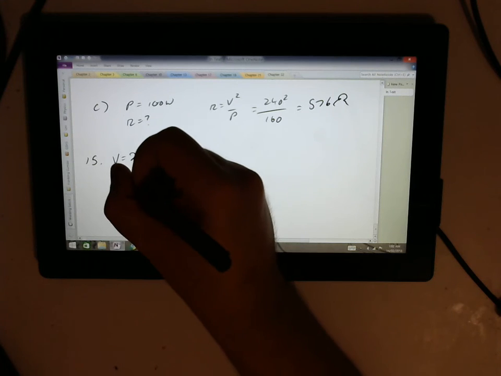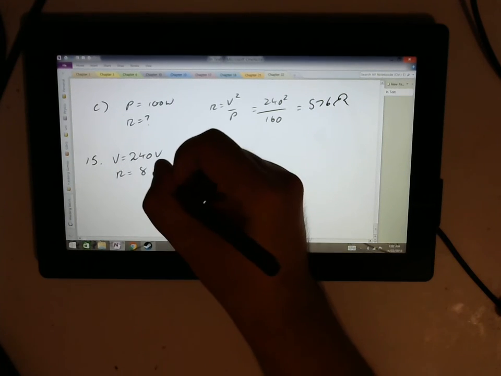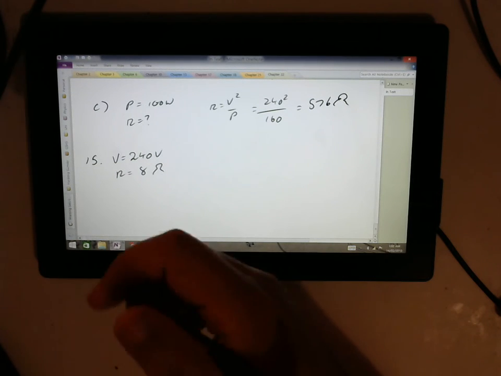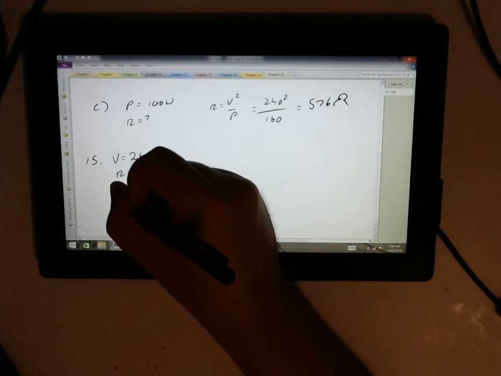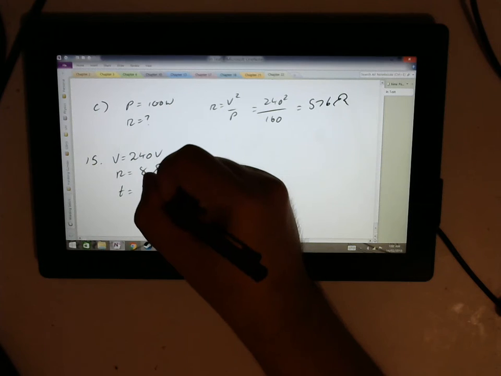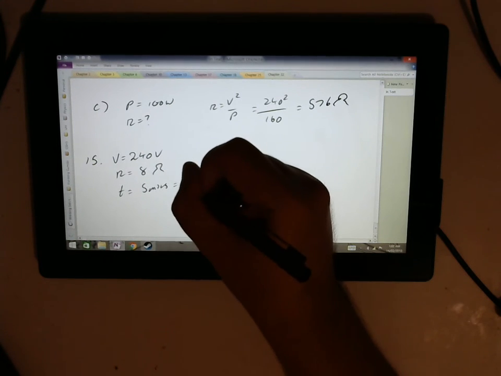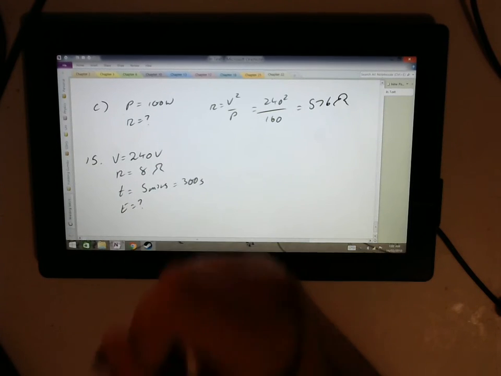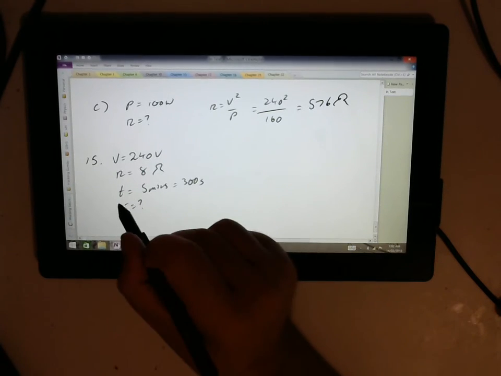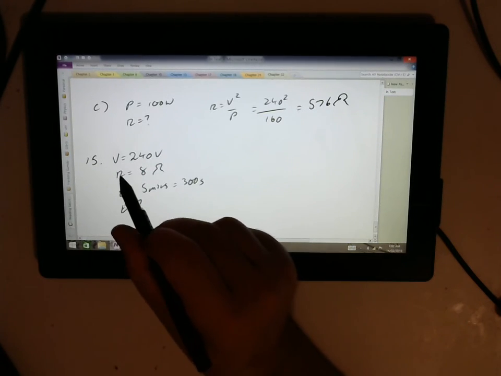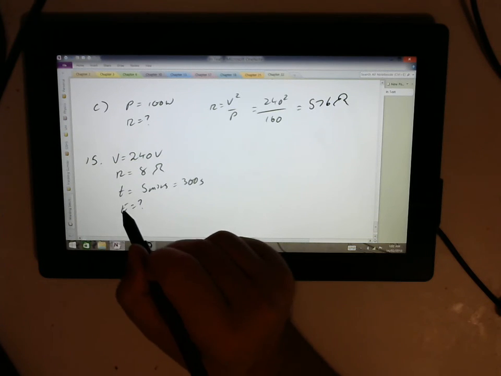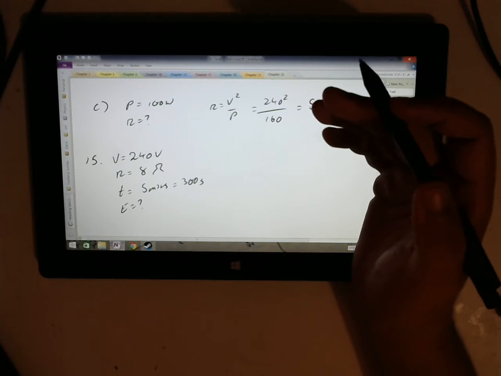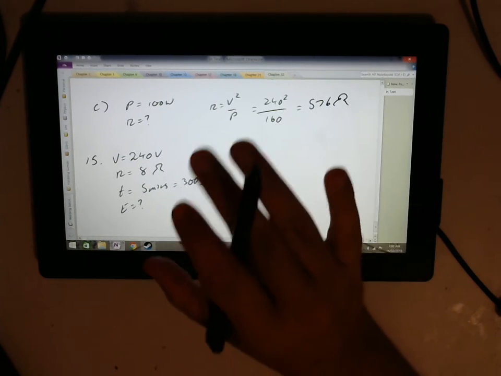We have a resistance. Resistance equals 8 ohms. And we're asked for how much energy in 5 minutes. We have a T equals 5 minutes equals 300 seconds. And we want to know what energy is. And that time tells me we need a power, because power multiplied by time is going to give me energy. You'll commonly see it written as work, but remember work is energy.